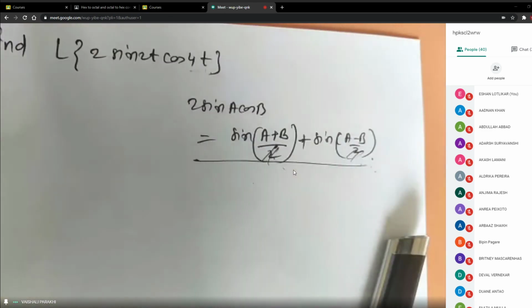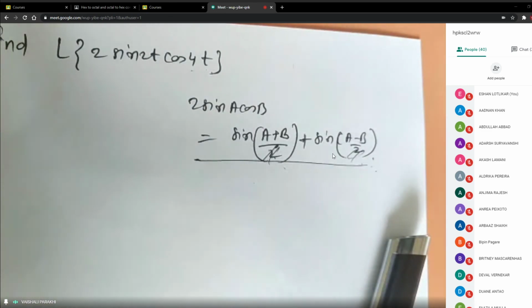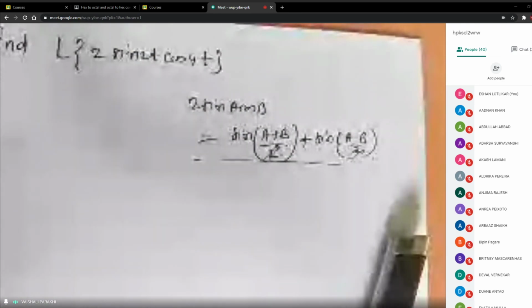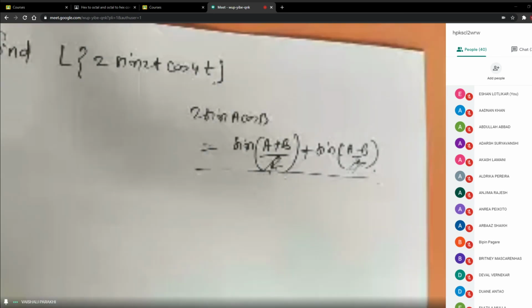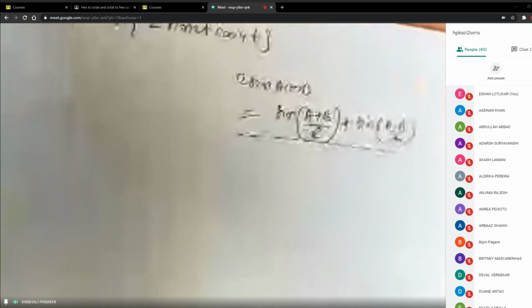Okay, then we'll stop here. Don't miss the classes of Laplace transform, because even if you miss one class, you are not going to understand what is happening in the next class. Okay, so let us take the attendance.